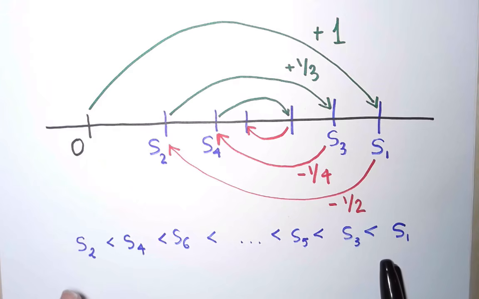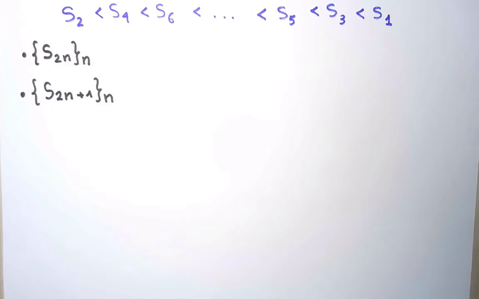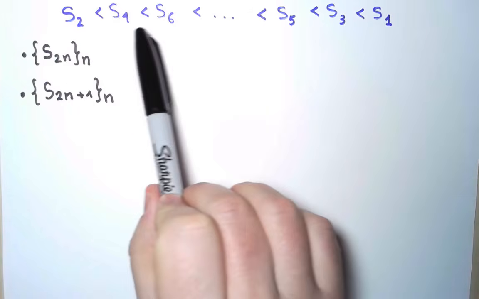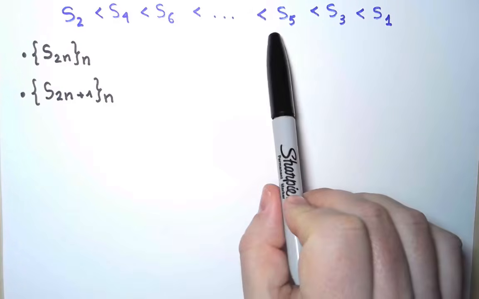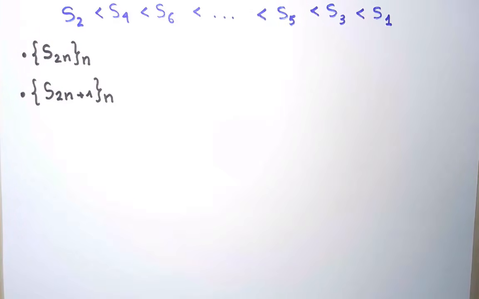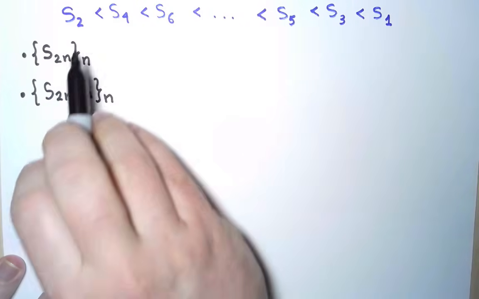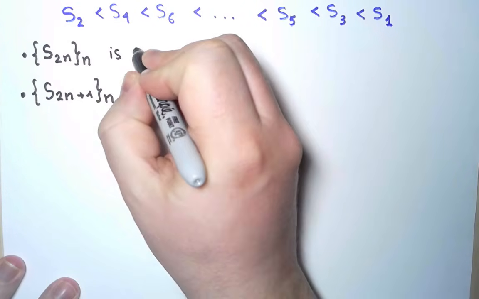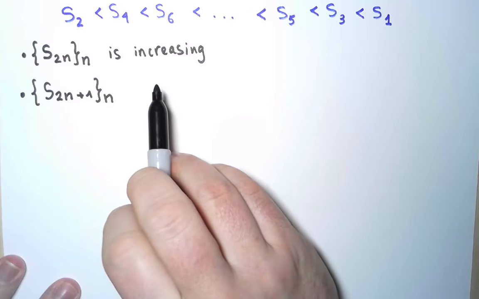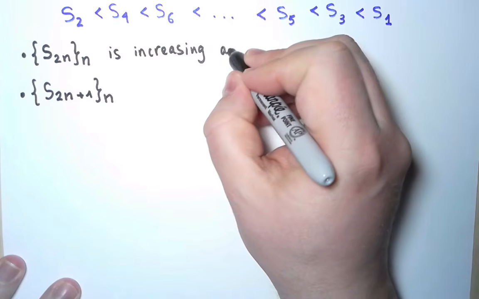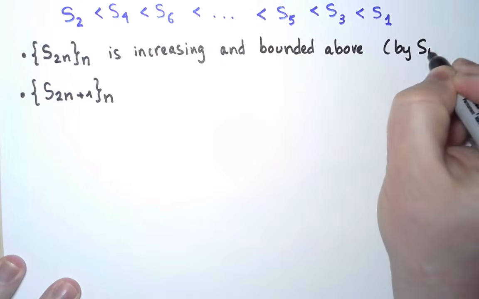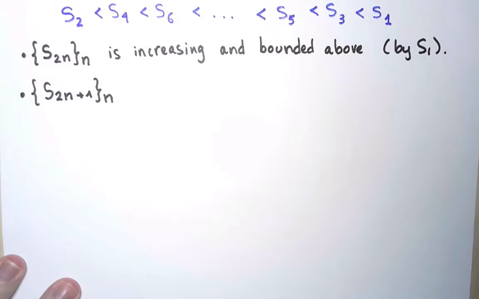Now can I go from here and use it to prove formally that the sequence of partial sums must have a limit? I'm going to look at the sequence of even partial sums and the sequence of odd partial sums separately. What we've proven is that the sequence of even partial sums is increasing and also is bounded above, for example, by S1. So it's monotonic and bounded, and therefore by the monotone convergence theorem it will be convergent.